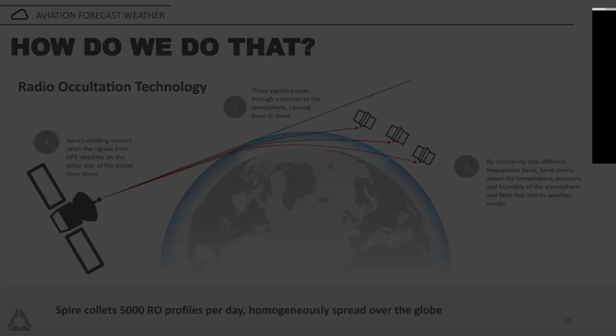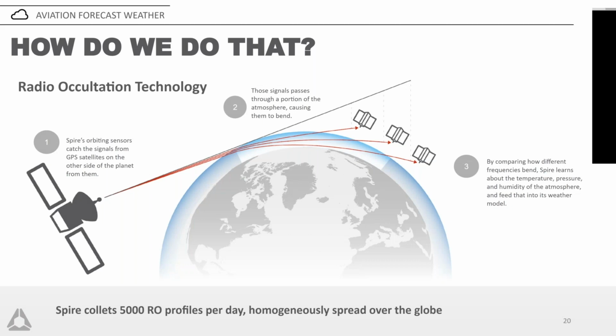What is radio occultation? Radio occultation is a very powerful technology. Spire sensors are catching the signals from GPS satellites. Those signals pass through a portion of the atmosphere, causing them to bend. And by comparing how these frequencies are bending, Spire learns about the temperature, the pressure, and the humidity of the atmosphere, and feeds that into its weather models.